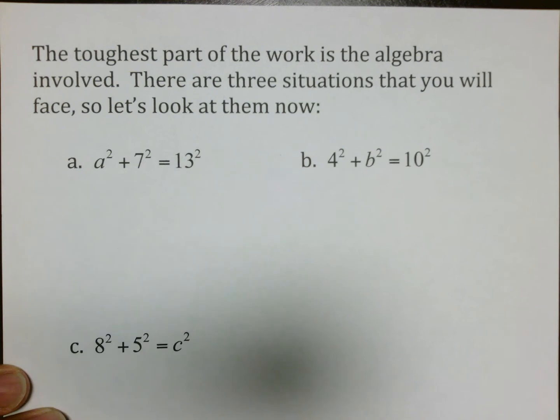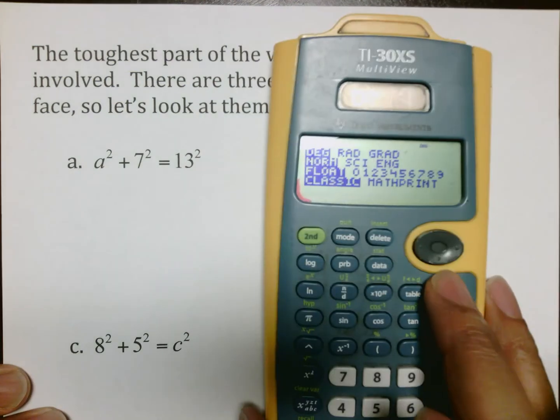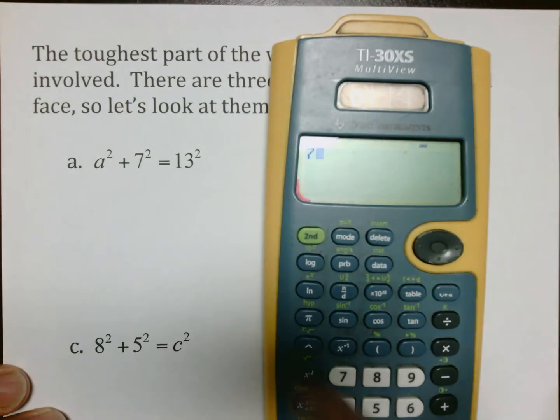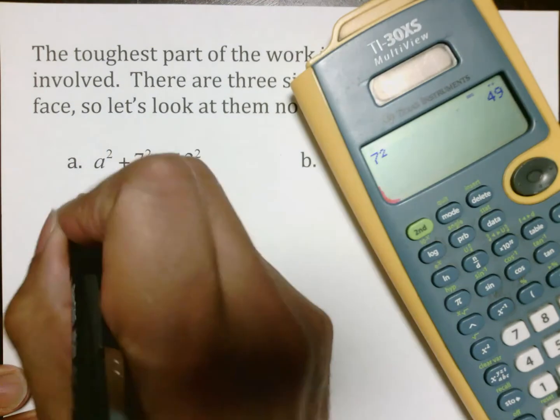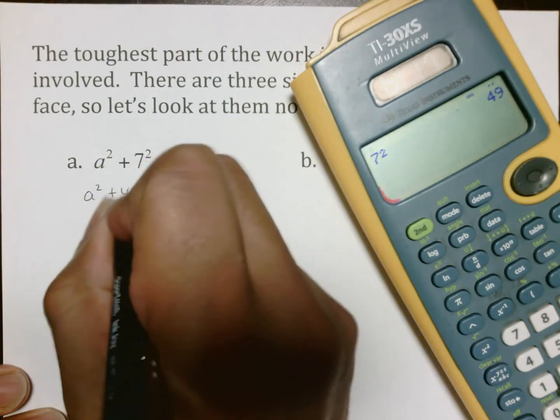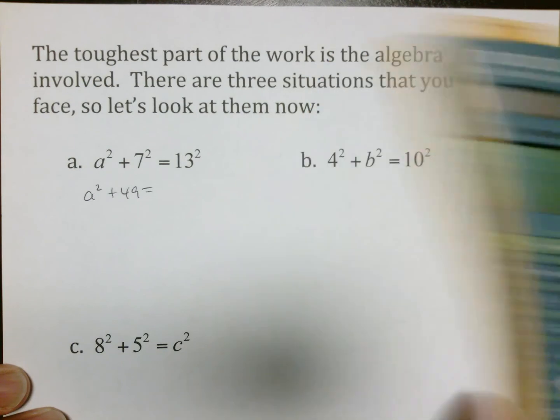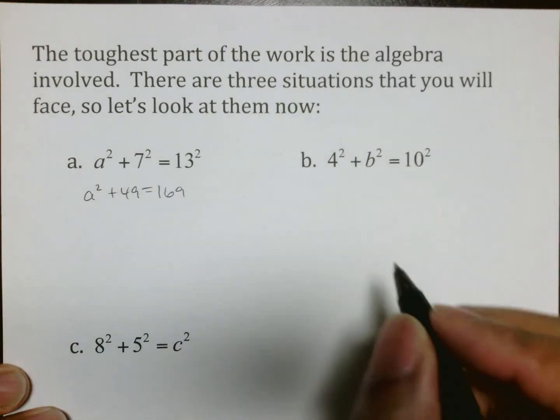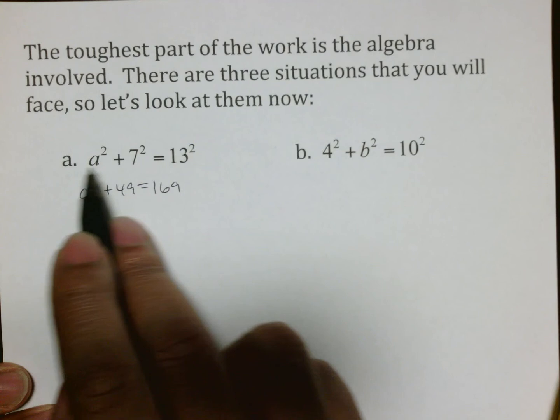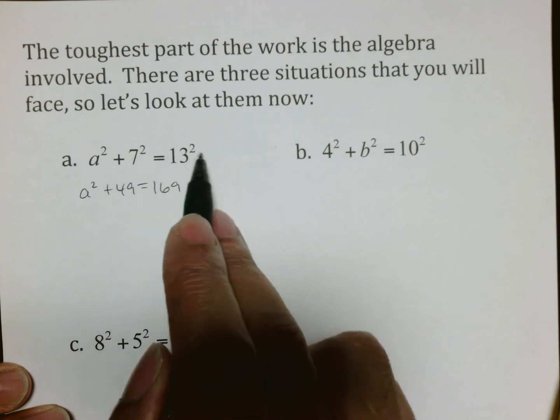All you have to do first is make sure you square everything. So you would put your 7 squared, which is 49 if you needed to, equals 13 squared, which is 169. My advice to you is that you always square your numbers first. Don't do anything with these squares here.